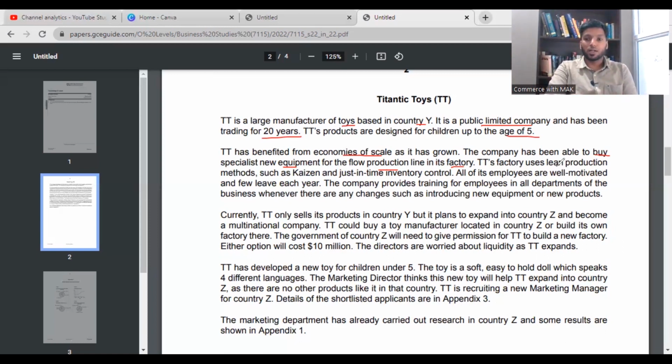TT's factory uses lean production methods such as Kaizen and just in time. So it's easy for us to get the lean production, which we already read in the question. It's better to take the Kaizen technique or just in time inventory control.